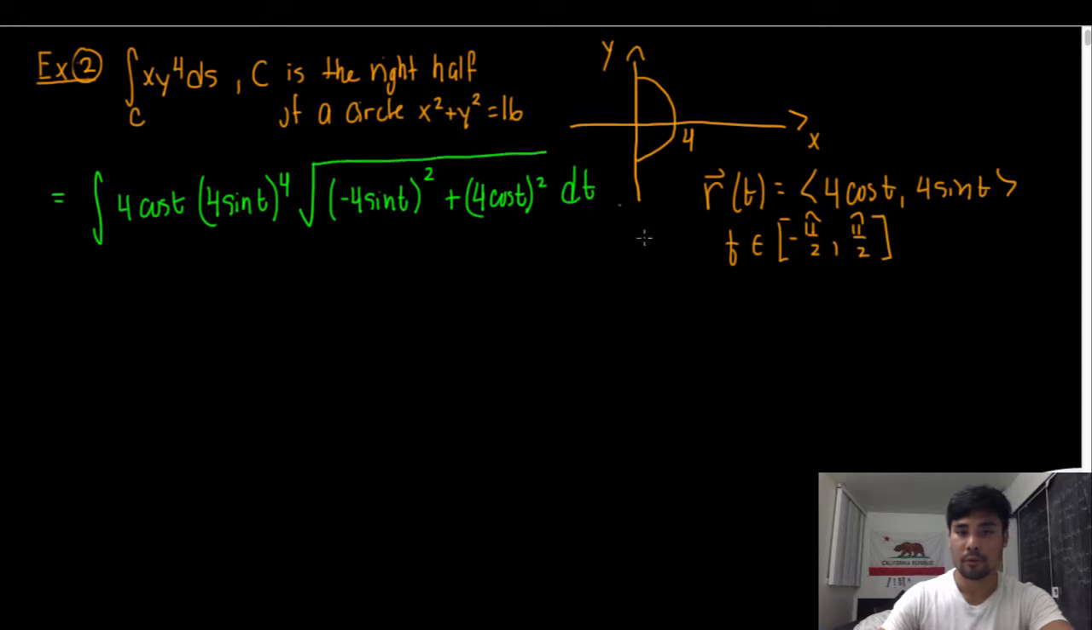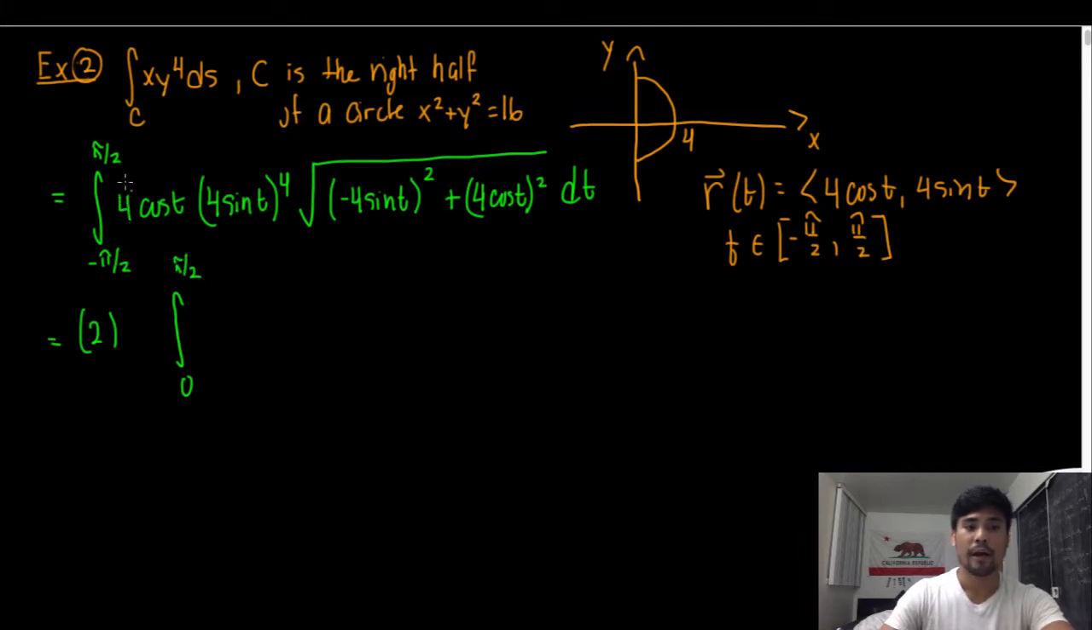And integrate with respect to t. Oh, and t ranges from negative pi over 2 to pi over 2. Okay. Now notice how this is symmetric here. So I'm going to go ahead and multiply the integral by a factor of 2. And the consequence of that will be, we'll go from 0 to pi over 2 instead.